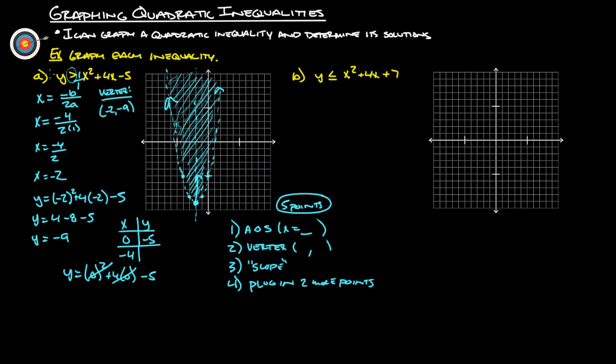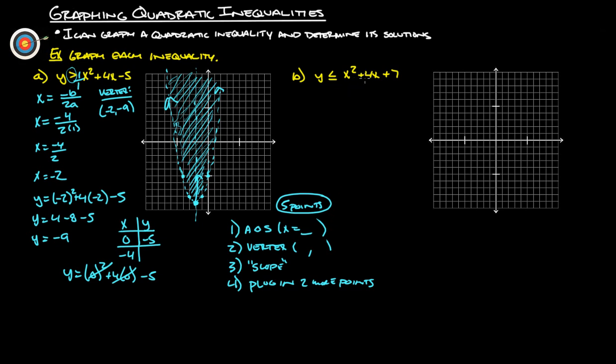All right, let's take a look at B. Let's do this one in pink so we can differentiate it from this one over here. So do the same thing. I'm going to do these same 4 steps, and then we can look at the inequality part and do the shading part.